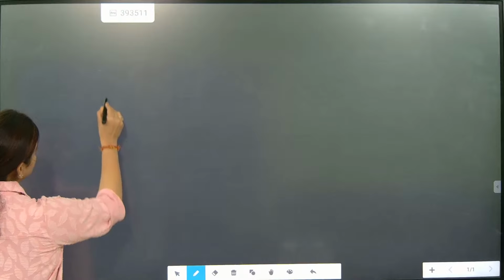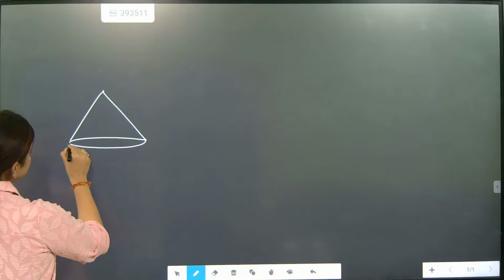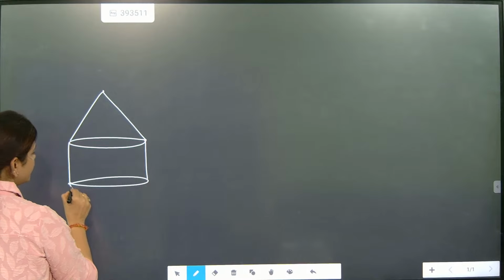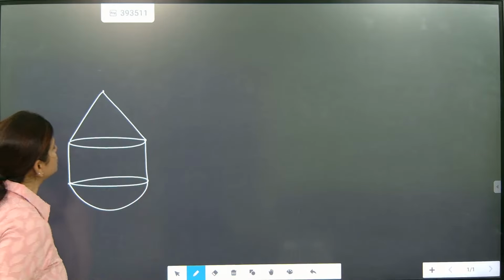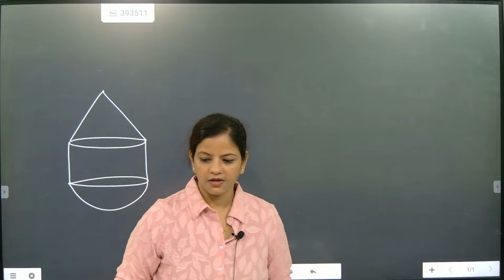One cone is there at the top, cylinder is there, and then one hemisphere at the end. So cone, cylinder and hemisphere, three of them are joined together.